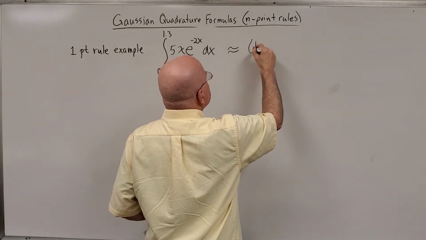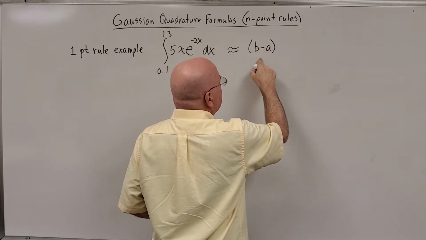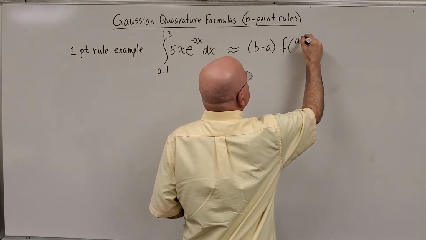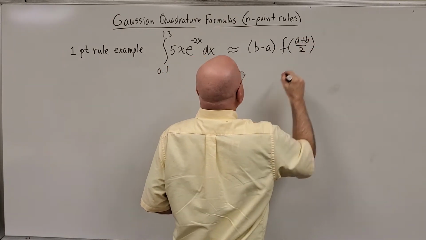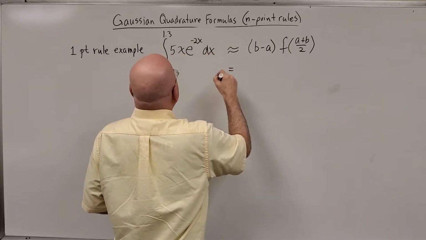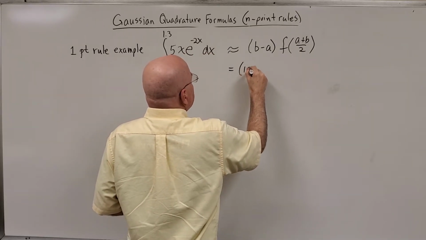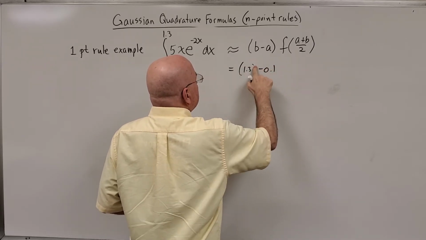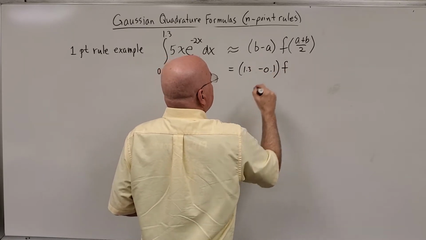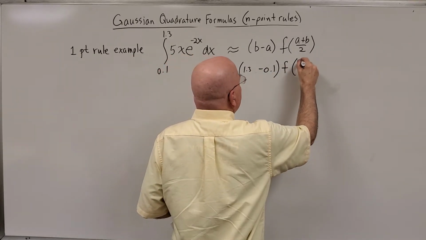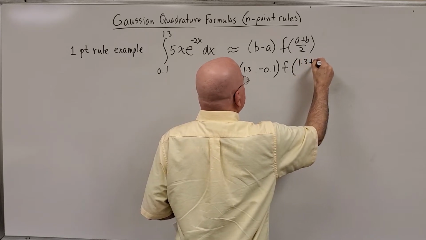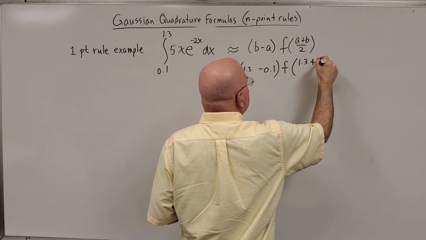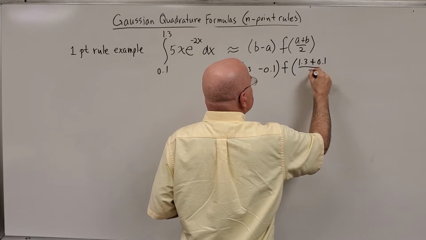It's very simple. It's b minus a, the width of the interval, times f of the midpoint of the interval, a plus b over 2. So for us, that is equal to 1.3 minus 0.1 times f of the midpoint, which is going to be 1.3 plus 0.1 over 2.